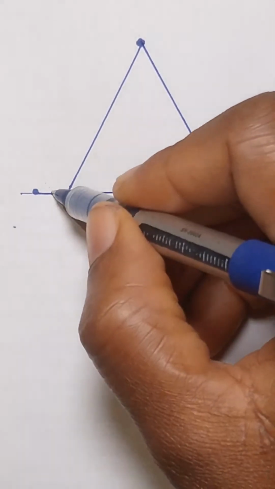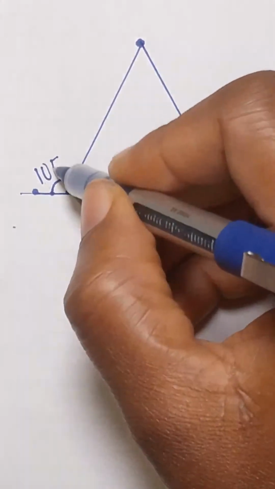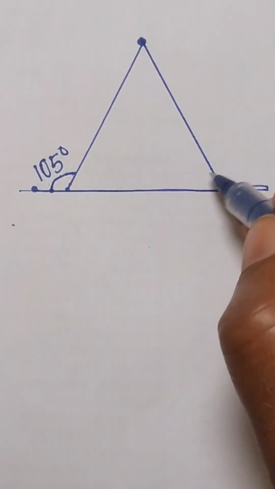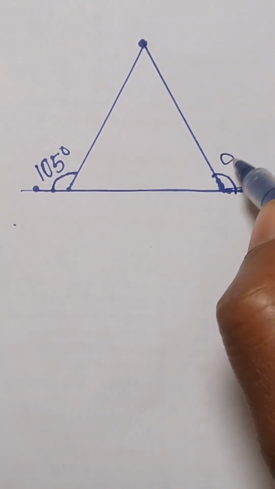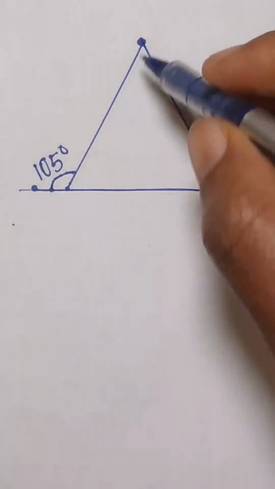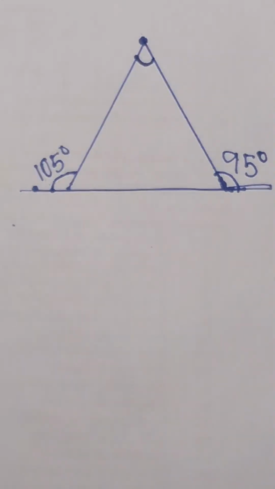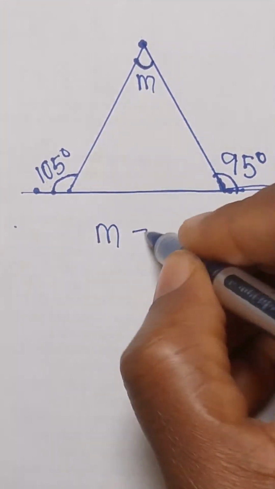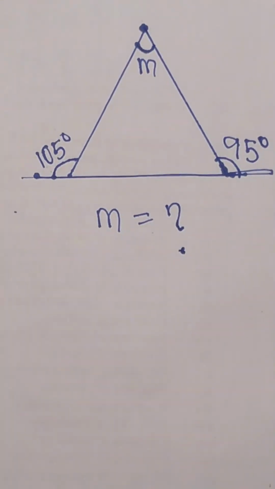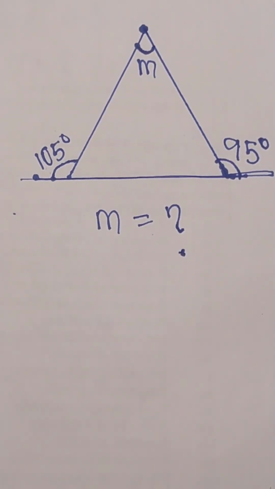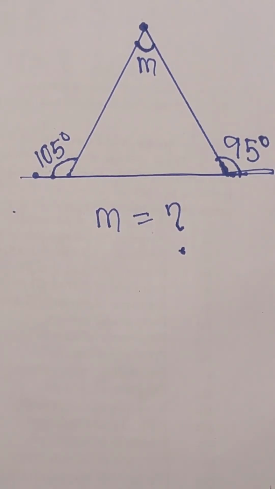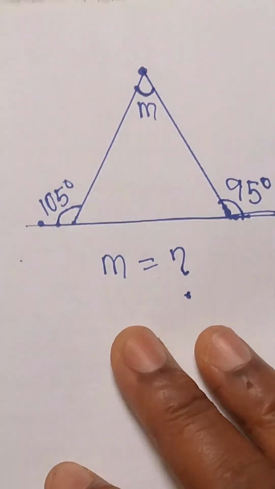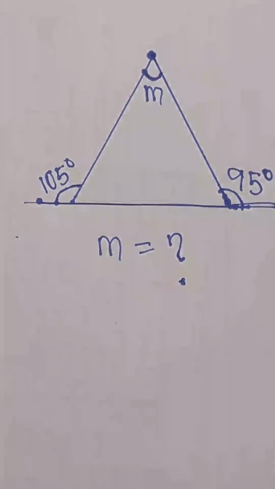Here is 105 degree. And here is 95 degree. Please, it's not drawn to scale. And here is M. So we are going to find M. M is equal to what? So from here, find M. Tell us what M is. So find our M. M is equal to what? Please, let's know.